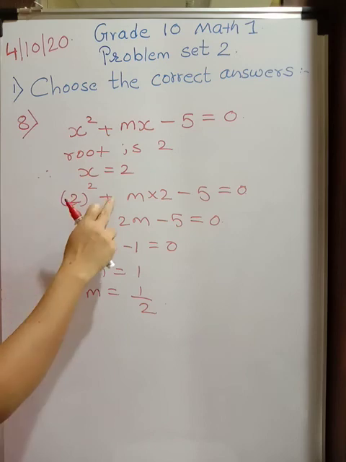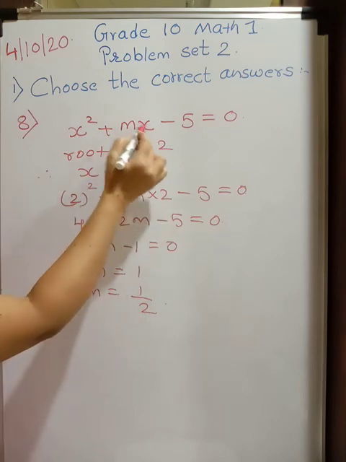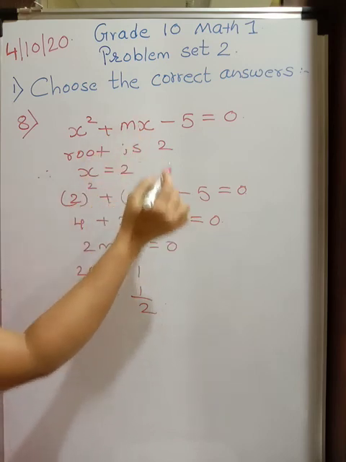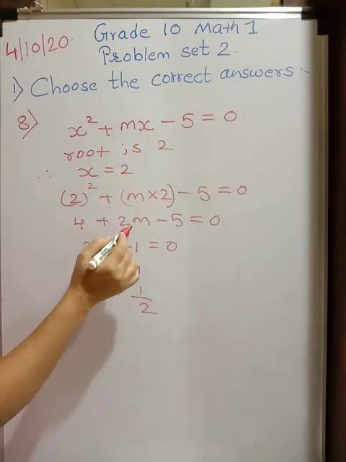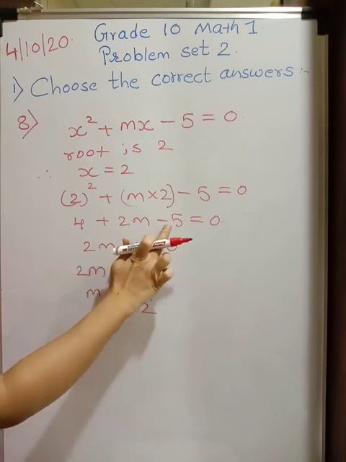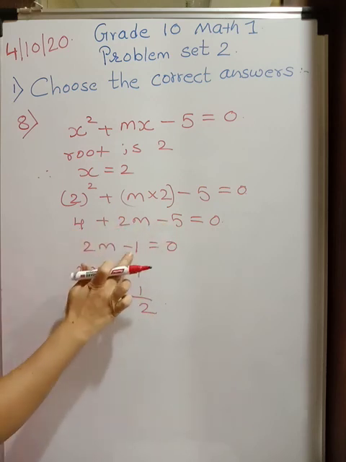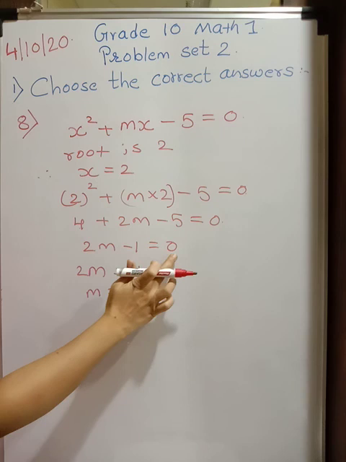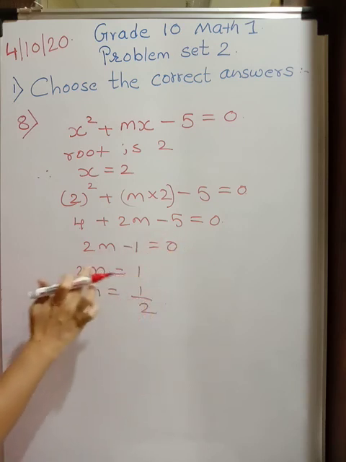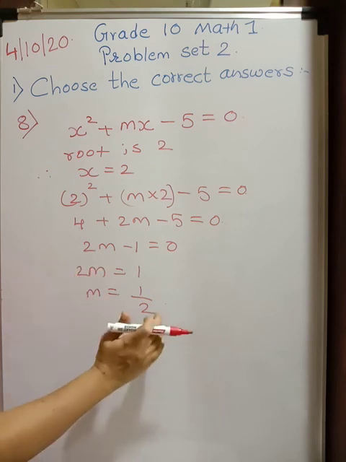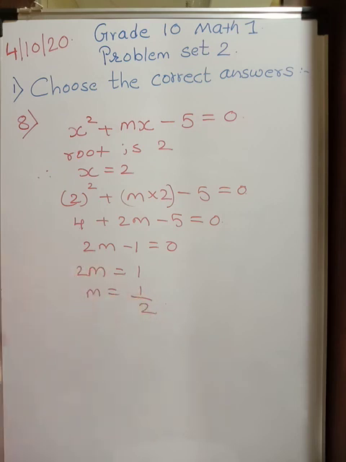So you have 2 square plus m into 2. Here between m and x there is a multiplication sign. Minus 5 is equal to 0. 2 square is 4 plus 2m minus 5 is equal to 0. Minus 5 plus 4 is minus 1. So you have 2m minus 1 is equal to 0. 2m is equal to 1. That side becomes plus 1. Here again there is a multiplication sign. 2 shifted over there. m is equal to 1 by 2. So correct option over here is C. C is the correct option of 8th question. Is it clear?